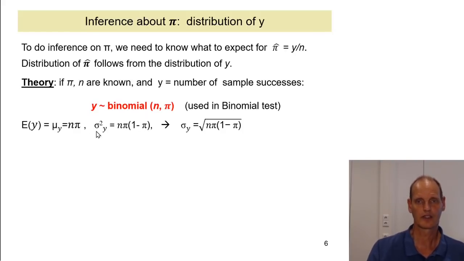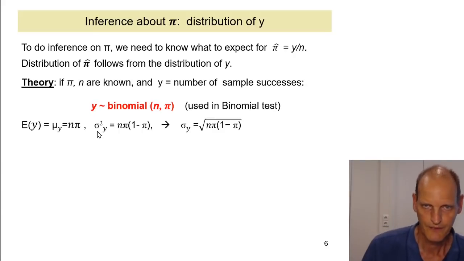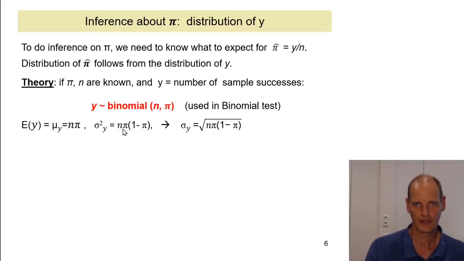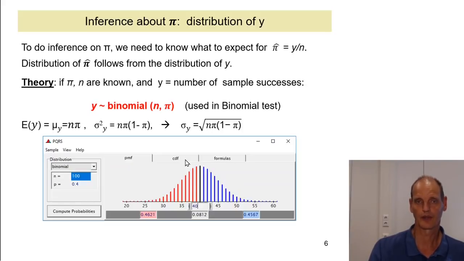So here's a thing in which this situation, as I sometimes call it, differs from the case with a continuous variable. In a continuous variable, the mean and the standard deviation are separate, but here they are related. So the mu of y is n times pi, and the variance is n times pi times 1 minus pi. So if we know pi and n, then we can calculate both. The standard deviation is then the square root.